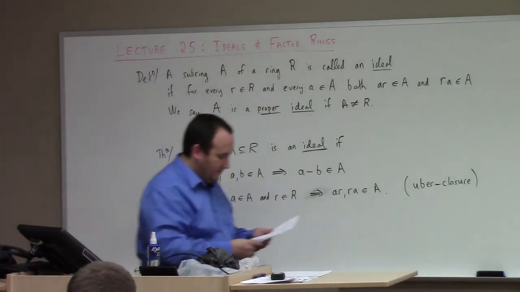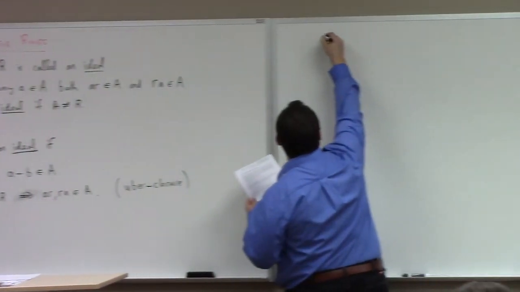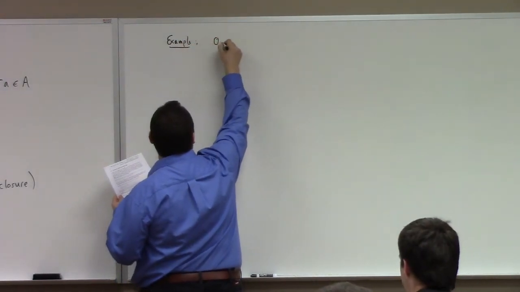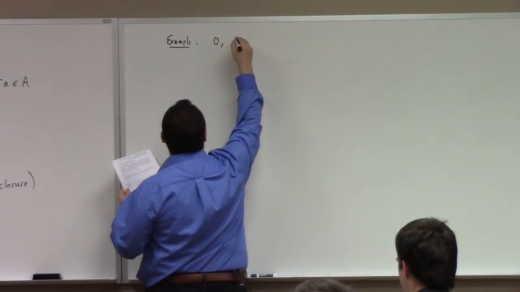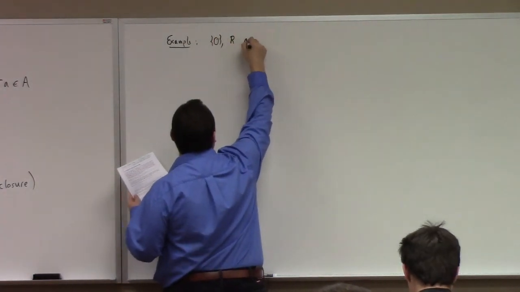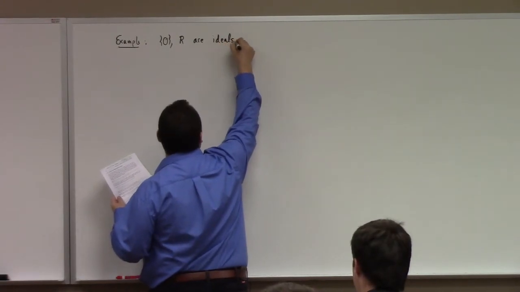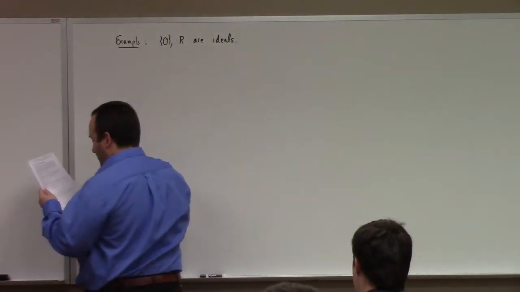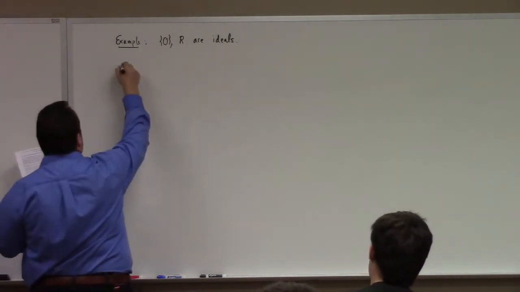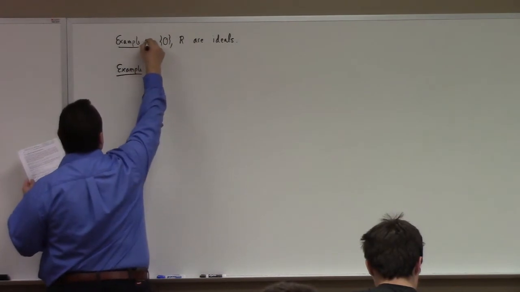So can you tell me what are two obvious ideals of any ring? I heard 0, and what else? The ring itself, right? And the set {0} and R are ideals. Only one of those is proper. Only one of them is non-trivial. Let's see here. Another example. Let me call that example 1.